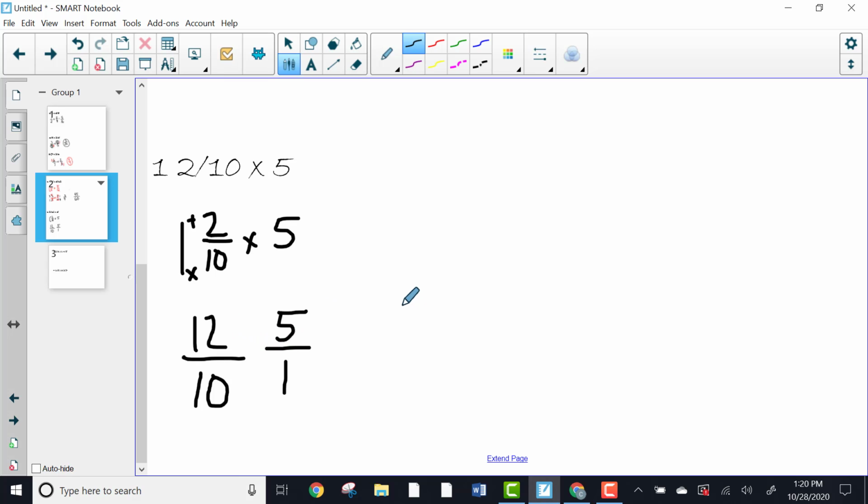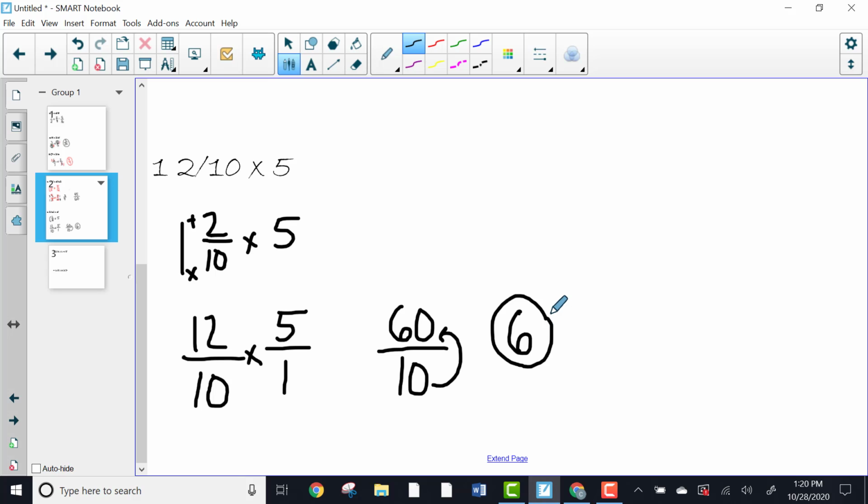12 times 5 is 60. 10 times 1 is 10. And it's an improper fraction, and we need to make it into a mixed number or whole number. Anytime that denominator can go into the numerator evenly, it's just going to be a whole number. 10 can go into 60 6 times for the answer of 6.